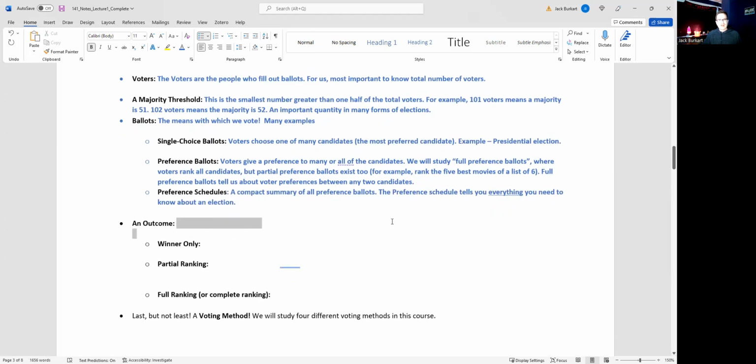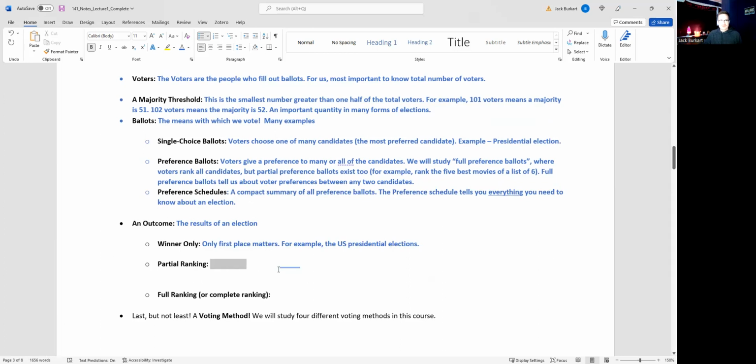All right. Then, of course, the last thing about elections is that they have outcomes. That's the results of the election only. There are many ways to decide the outcomes of an election. One thing that we're very accustomed to in politics is winner only, so only first place matters. In the US presidential election, we only care about listing the winner of the election.